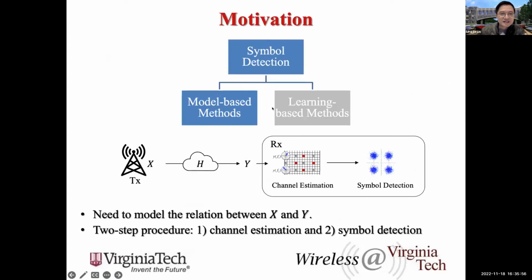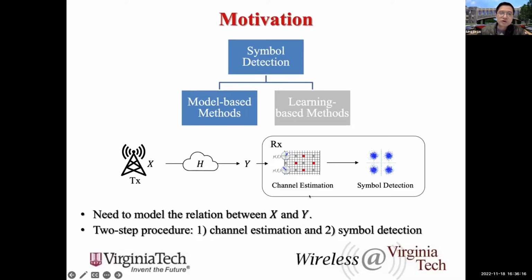All right, so next, let's focus on the signal detection problem. It's receive processing. What we traditionally do is use a model-based approach. This picture shows you X is transmitted, goes through the channel, and you get Y. From the received Y, you want to know what X was transmitted. That's a simple detection problem.